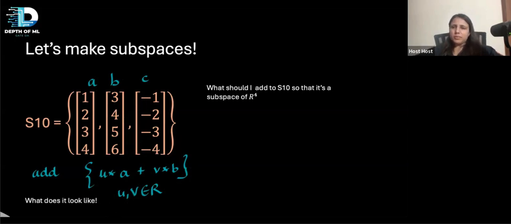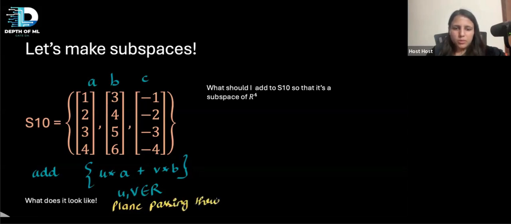And what does it look like? So a plane passing through A, B, and 0. Fine. Okay. Let's move on. Actually, I have a lot left.